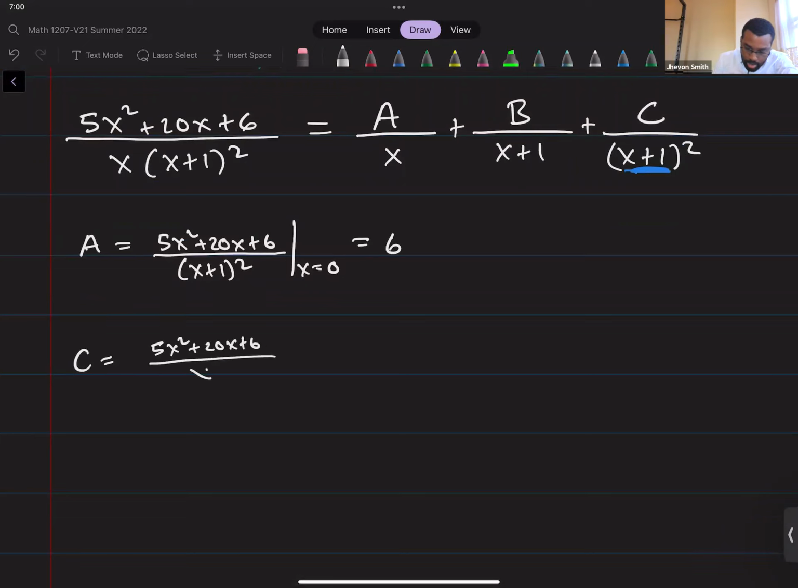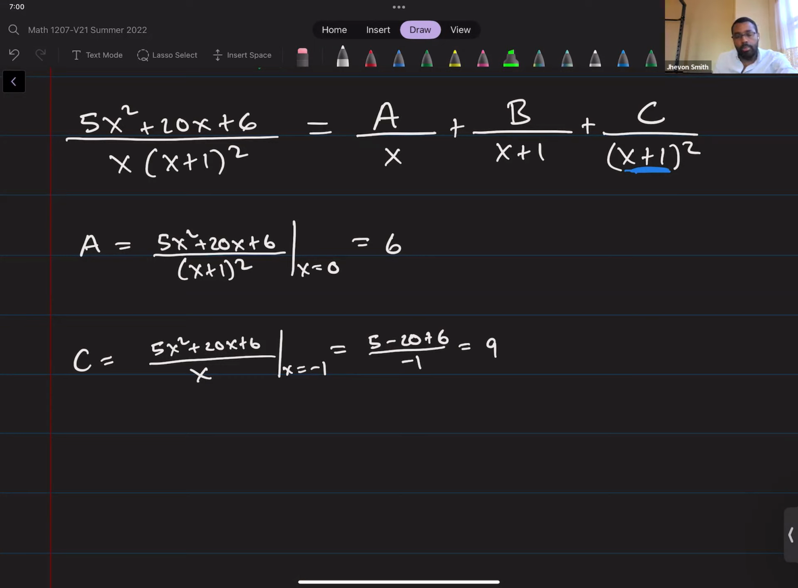I cover up the denominator of C, and I plug in what would make that 0, which in this case is x equals -1. So that would be 5 minus 20 plus 6 over -1. So that's what, 9? Because 5 plus 6 is 11, 11 minus 20 is -9, and then you divide by a -1, so that makes it +9. So that's your A and C right there.